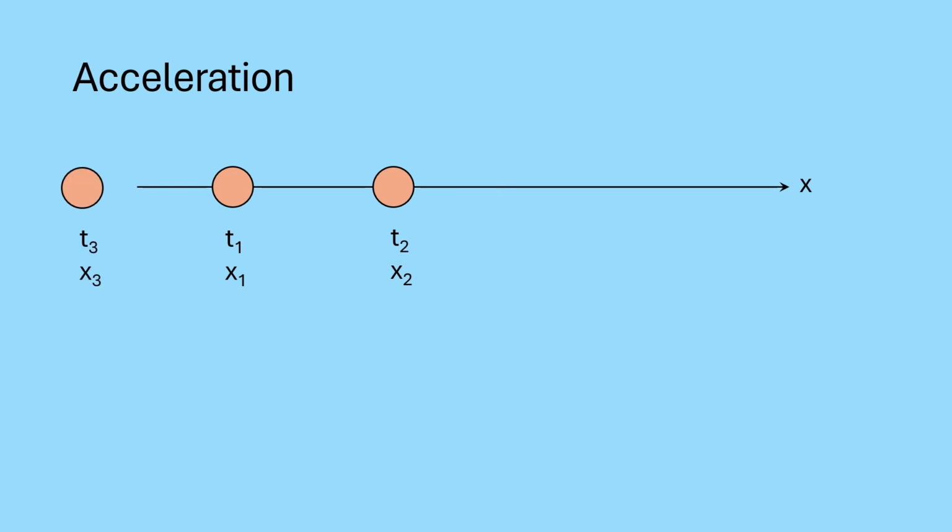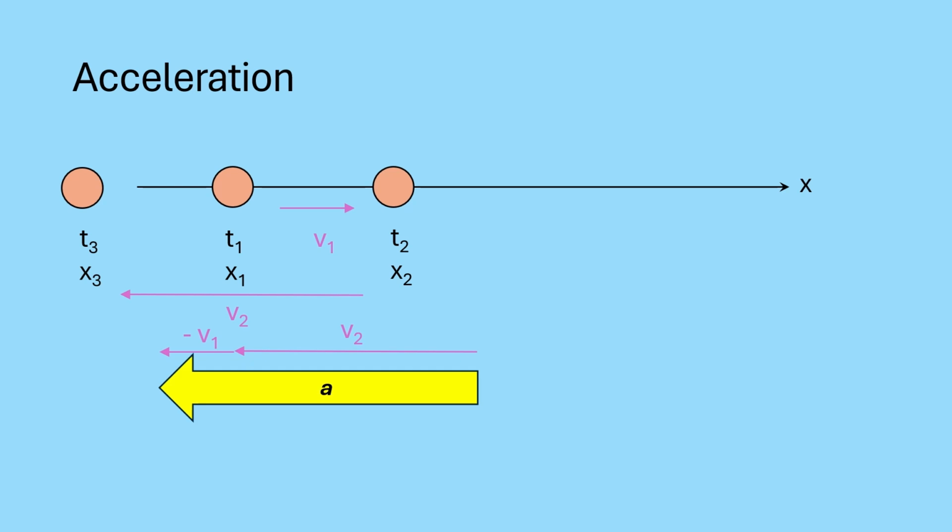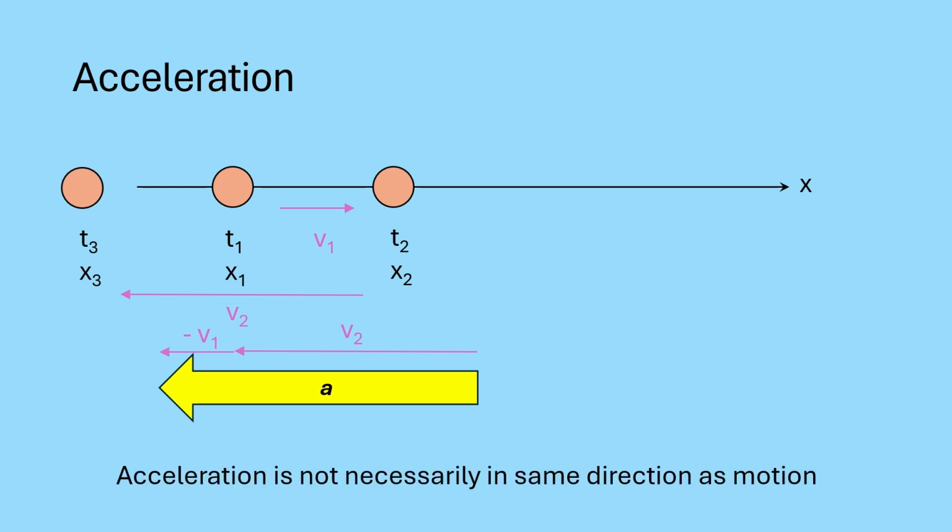You can find the third photograph may reveal the object has turned around and the velocity vector goes from the positive direction to the negative direction. The change in velocity v2 minus v1 points to the left. Although the velocity momentarily is zero, the acceleration across these three photographs is a non-zero number. The key takeaway is acceleration is not necessarily in the same direction as the motion.